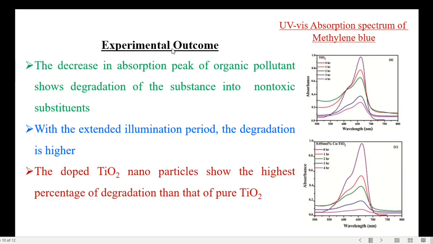Next we are going to discuss the photocatalytic experimental outcome. The UV-vis absorption spectrum of methylene blue is shown in the figure. The decrease in the absorption peak of the organic pollutant, methylene blue, shows degradation of the substance into non-toxic constituents. With the extended illumination period, the degradation is higher. The doped TiO2 nanoparticles show the highest percentage of degradation compared to pure TiO2.